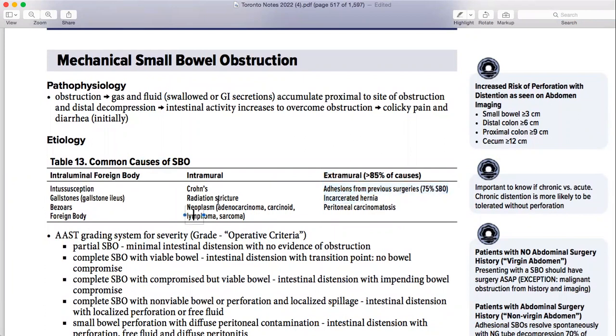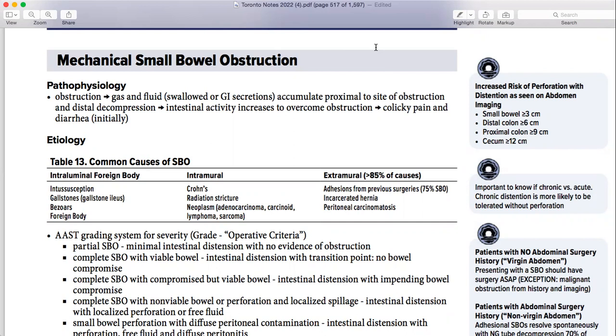It doesn't mean that it cannot present with Crohn disease, radiation, neoplasm, lymphoma, or intussusception. It can present with those, but you need to remember the most important ones. What are the most important ones? Basically, more than 85% present with adhesions, incarcerated hernia, and peritoneal carcinomatosis. So at least, if you cannot remember everything, always remember the common ones. It is okay if you forget the uncommon ones, because obviously we are human, so we cannot remember everything.